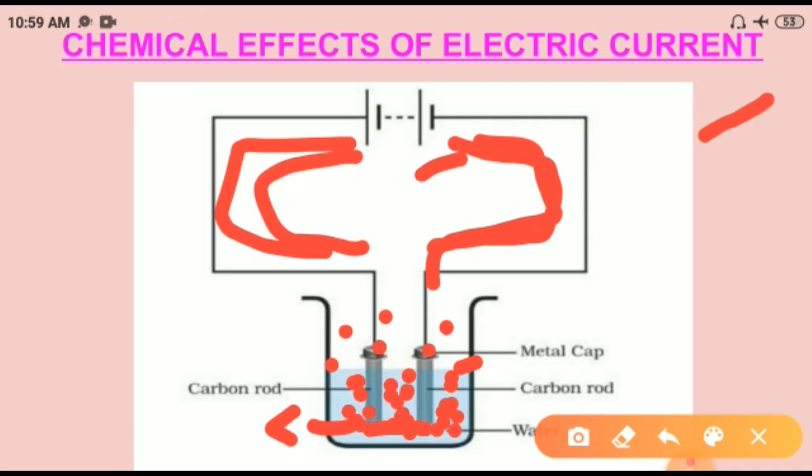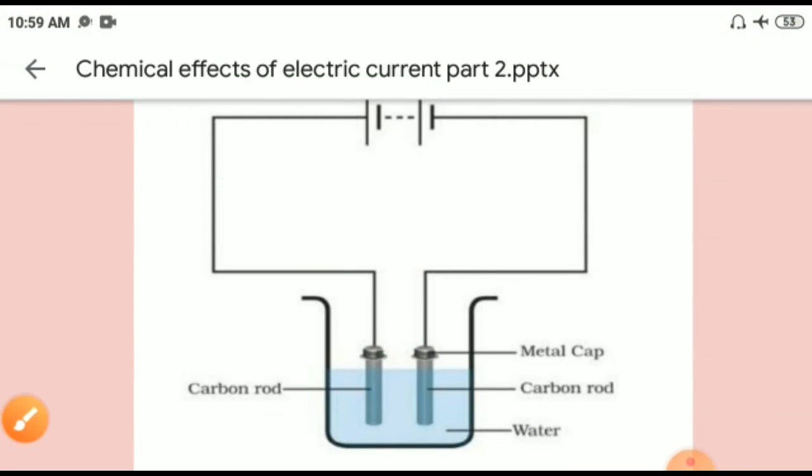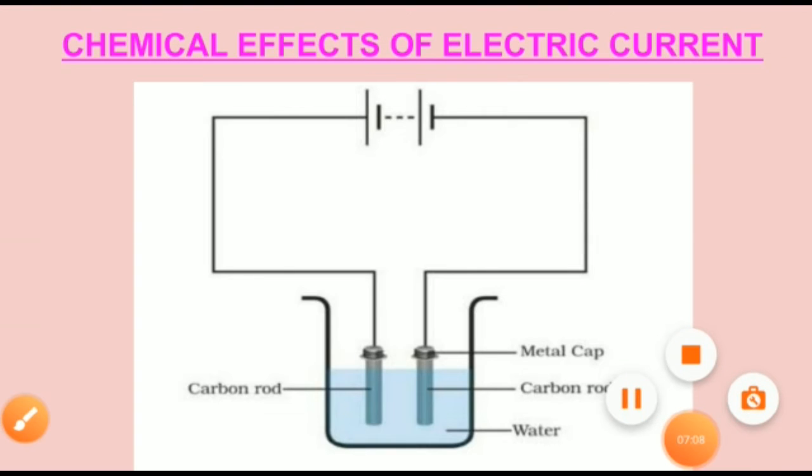We have to observe for one or two minutes. On the carbon rods, the gas bubbles will be produced. So how will the gas bubbles be produced? Some reaction will occur in this circuit. I hope you all have understood these chemical effects of electric current.